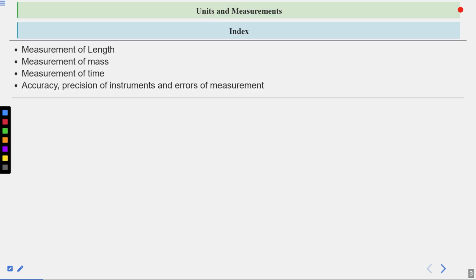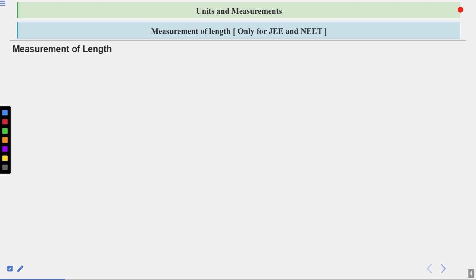So in today's lecture, we will cover first measurement of length, then measurement of mass. After that, we will learn measurement of time, then accuracy, precision of instruments and errors of measurements. So this is important. So our first topic is measurement of length.